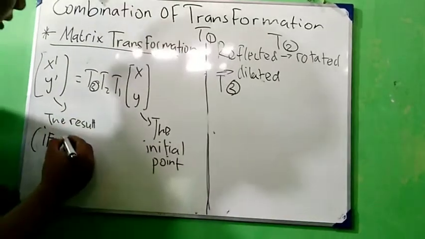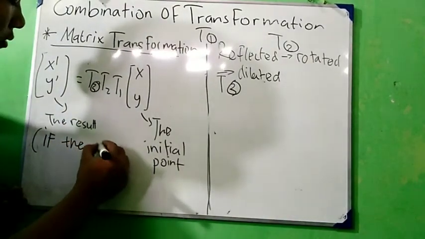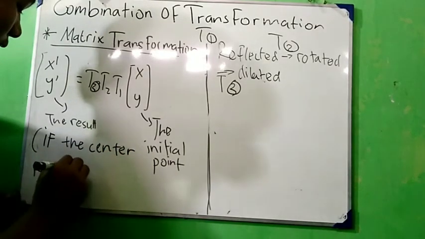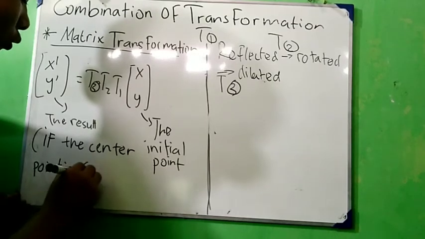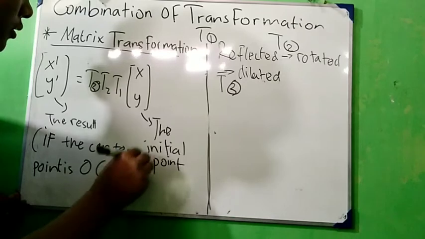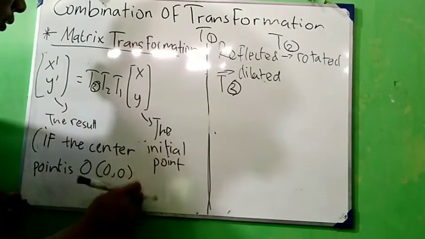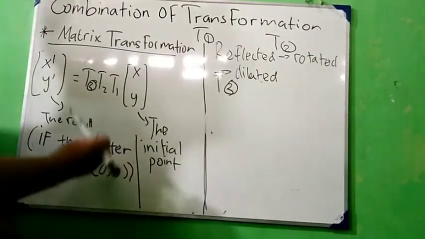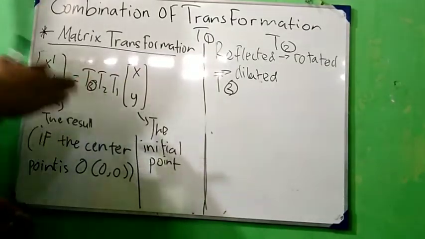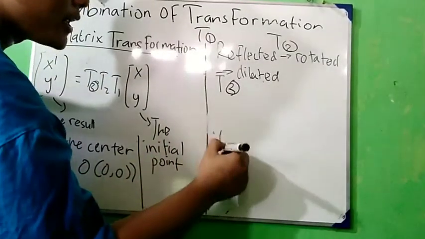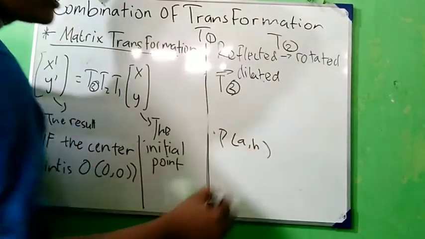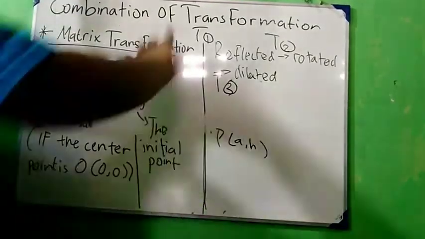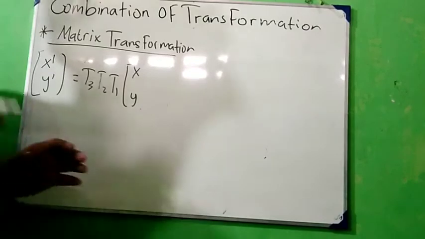And it's important to notice that this formula is only if the center point is O or 0,0. So if the center point is O, 0,0, we can use this formula. But if the center point is P, a point (a, b), we're not going to use this formula. We're going to use a different formula.